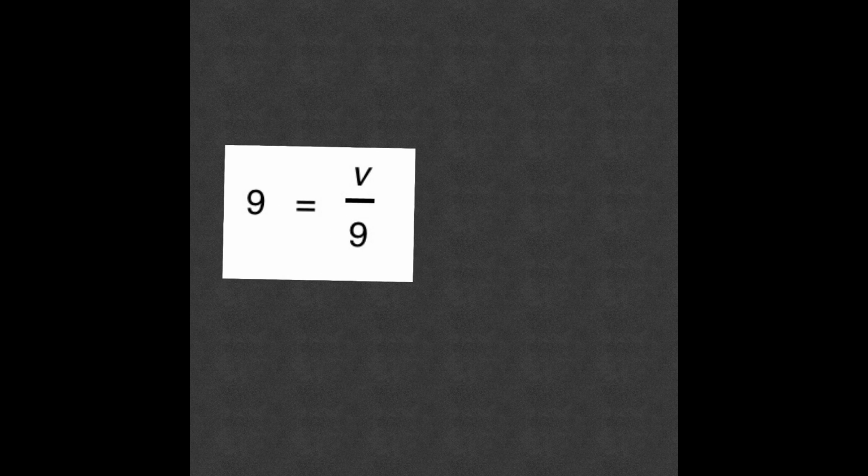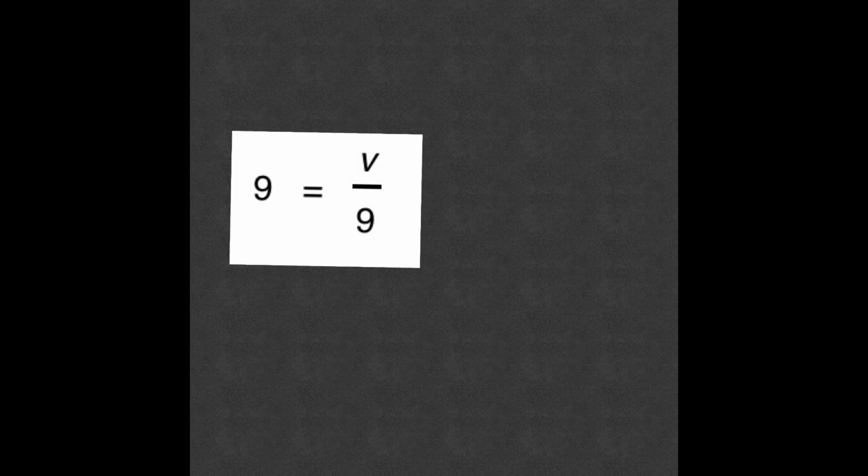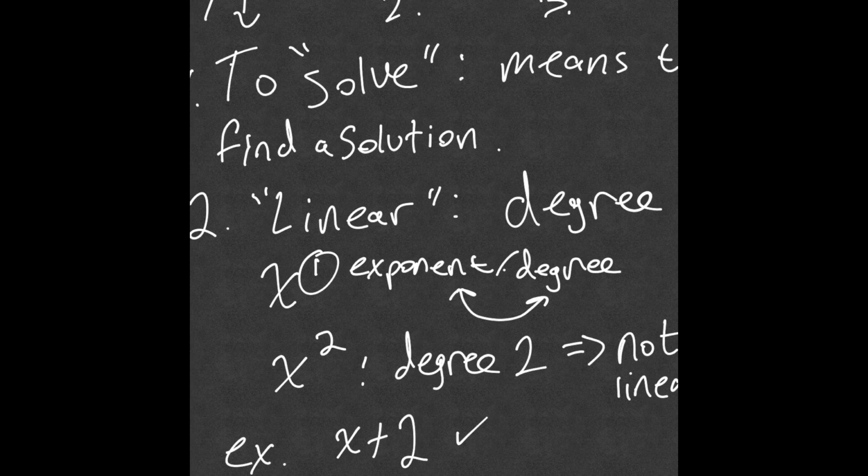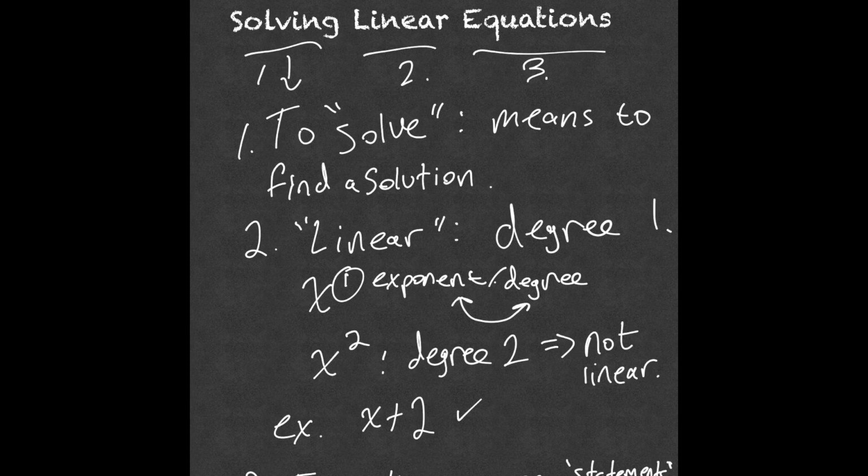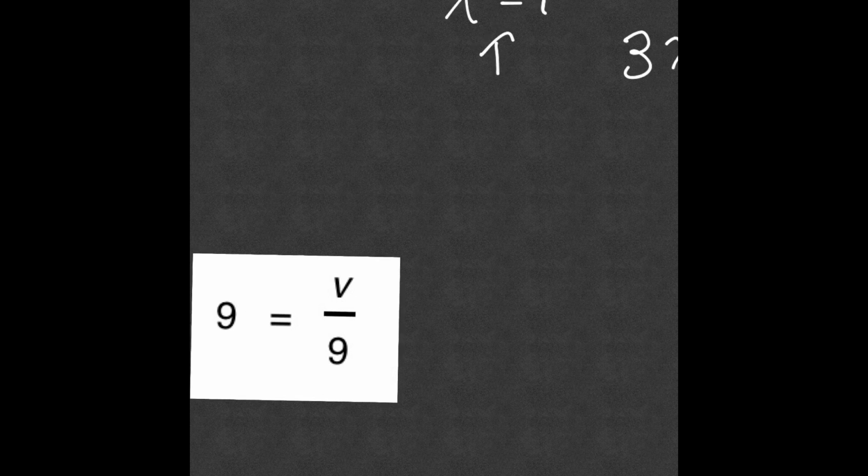On to the next. So let's actually try to solve a linear equation. Remember, our job is to solve for v here. What we need to do is basically get v by itself, right? Because remember, when we said solve, solving means to find a solution. A solution to this equation is going to mean some v is going to make this statement true.